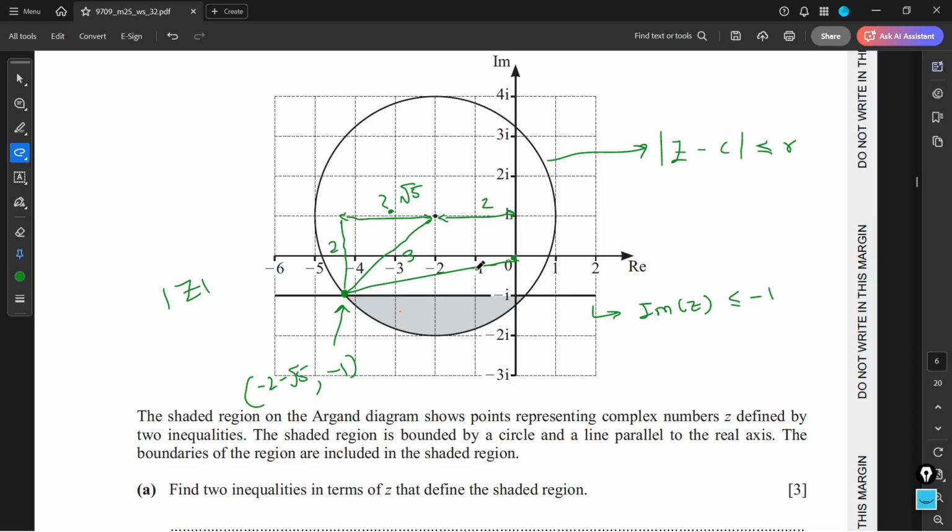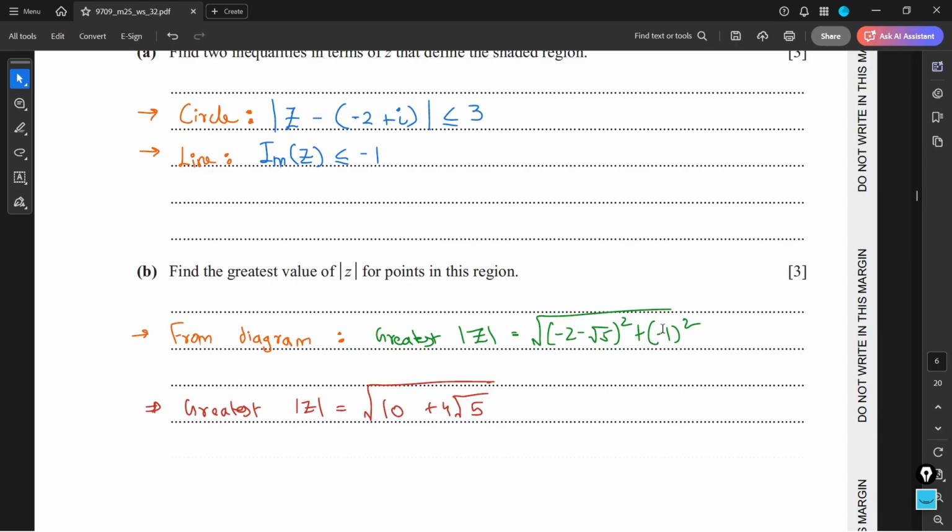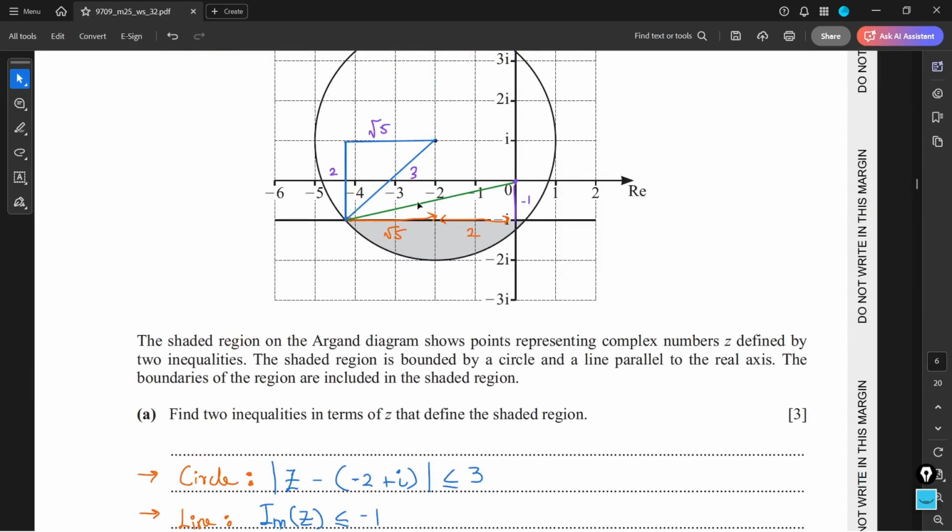And now you simply need to identify the distance between these 2 points. It is just the square root of (minus 2 minus root 5) whole squared plus (minus 1) whole squared. And that value will be the final answer of this part. Let me show you how I have done this. As you can see, there are no extra steps that I have taken apart from what I have already explained on the diagram. And therefore you are going to get all the 3 marks if you have all the proper workings shown on the diagram.